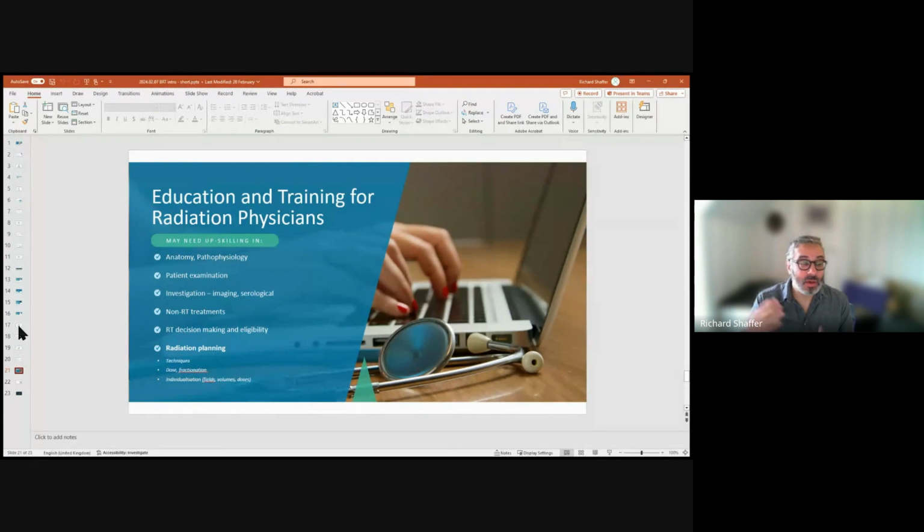Having liaison with referrer physicians, understanding the non-radiotherapy treatments, knowing how to make decisions as to eligibility for radiotherapy, and of course, radiation planning techniques. Even though they are simple, we still need to know how to do them properly.